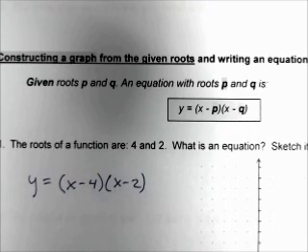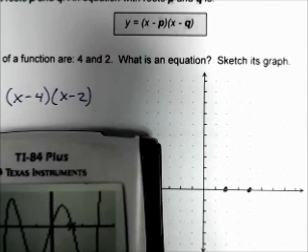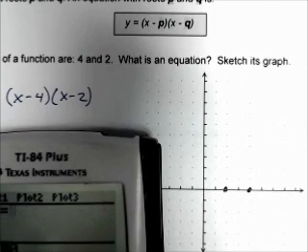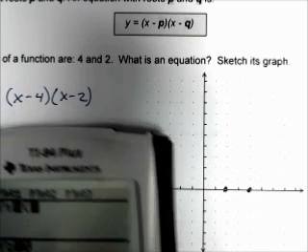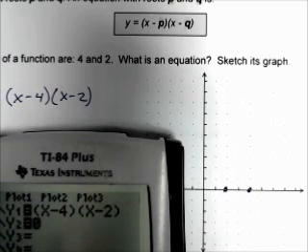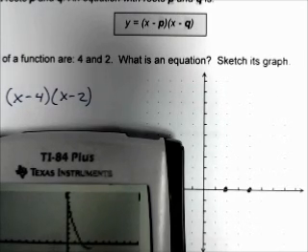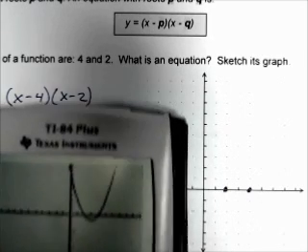Looking at the sketch of the graph, let's plot those two roots, 4 and 2. And we can go to the graphing calculator. Go back to y equals. Let's clear this out and simply put in parentheses x minus 4 and x minus 2. And I'll do the Zoom 6 for our standard window. There we have our parabola.